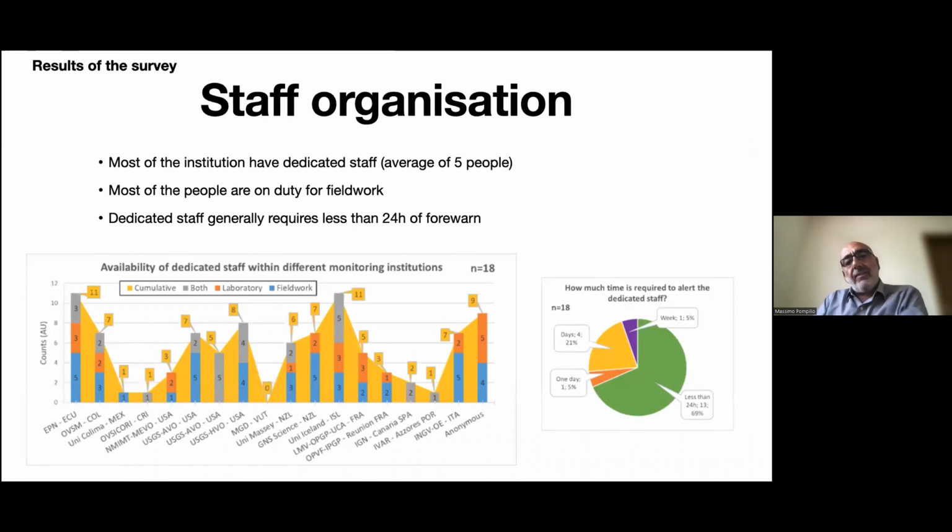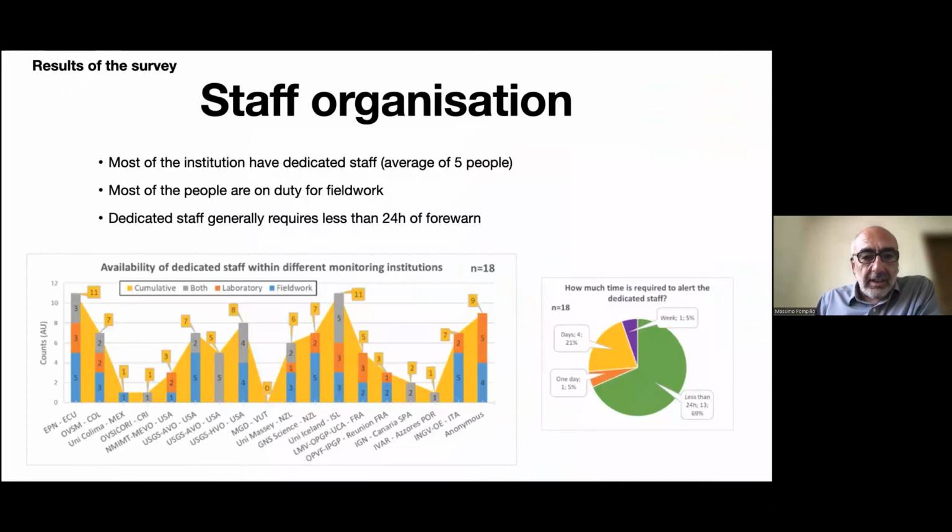The first part is staff organization. Most of the institutions have a dedicated staff, on average five people. Most of the people are on duty for the field work. We divided them by whether they do laboratory or field work. Sometimes the same people do both. When I was in Catania, I did the same: I went there to collect the samples, but I also managed a laboratory for doing analysis. Another problem is the advance notice before an eruption. Usually the dedicated staff require less than 24 hours of notice.